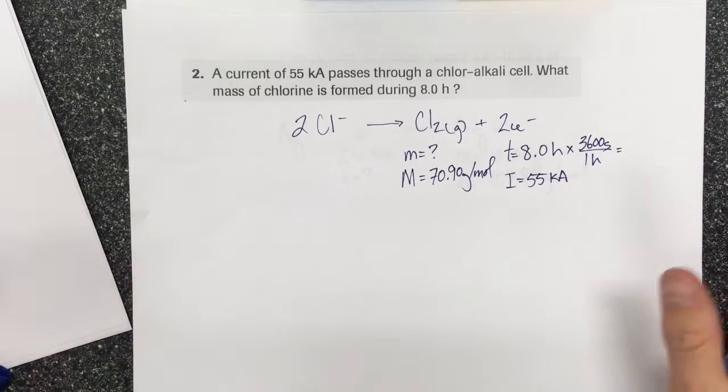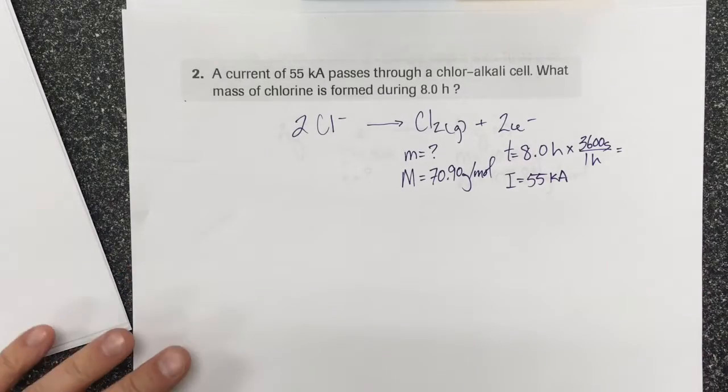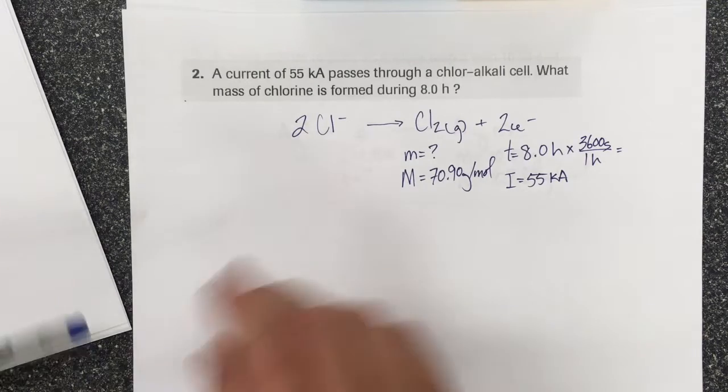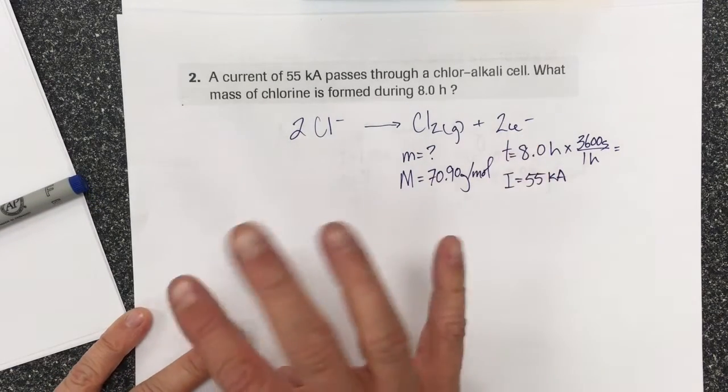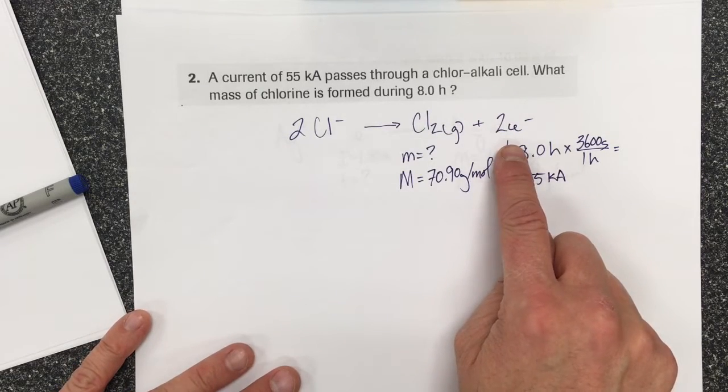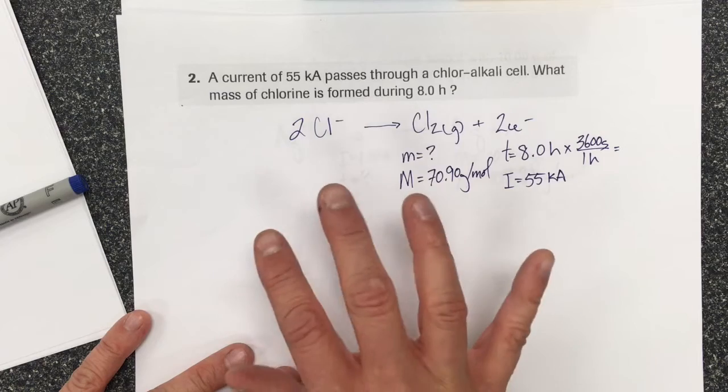In this video we're going to do some cell stoichiometry. Cell stoichiometry uses a half reaction, and the half reaction is actually more useful than the net reaction because it tells us the number of electrons required to do this half reaction.